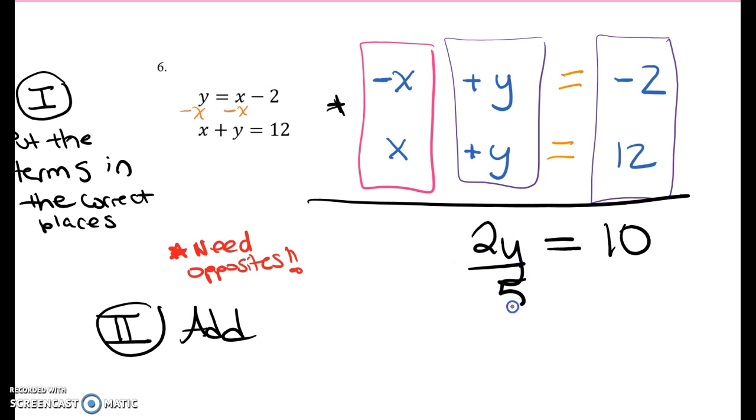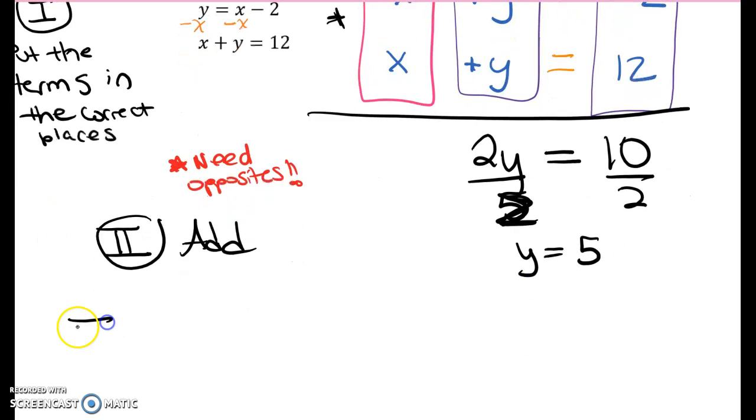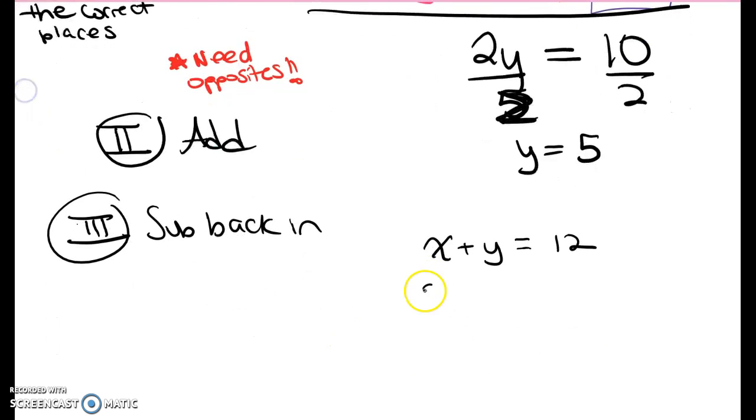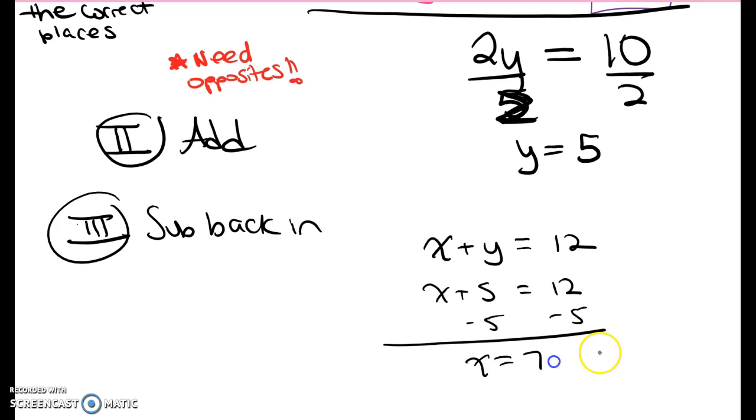I just wrote the wrong number. It's very easy to find y, right? That's equation solving, I know. And step 3 is sub it back in. It doesn't matter which. I'm going to choose x plus y equals 12. x plus 5 equals 12, minus 5 minus 5. x equals 7, right? And so I'm going to write my ordered pair.